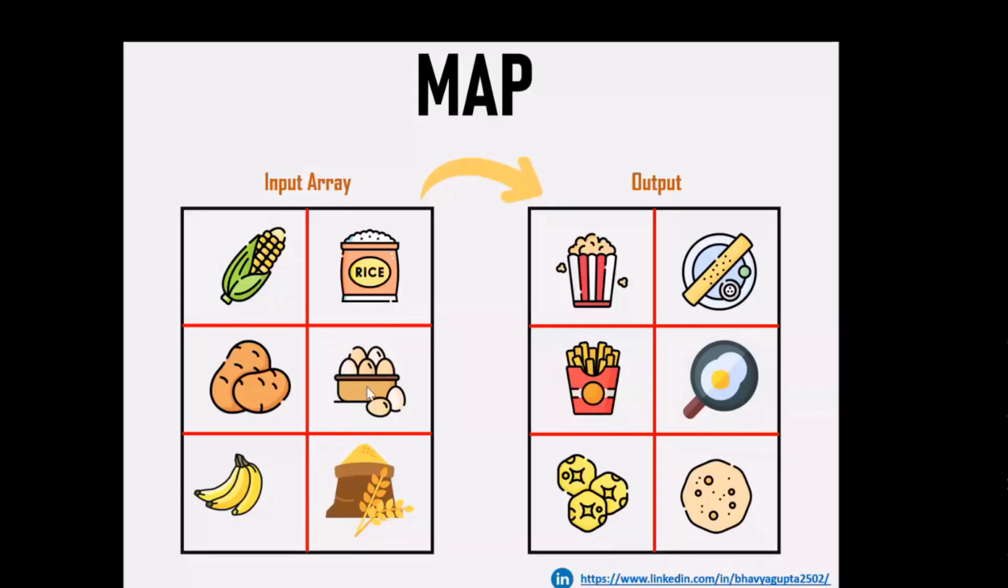And for each of the values we are performing a common action. Common action here is, let's say, we are cooking them, right? We are baking them or cooking them. So if we cook, let's say, corn, we will get popcorn.